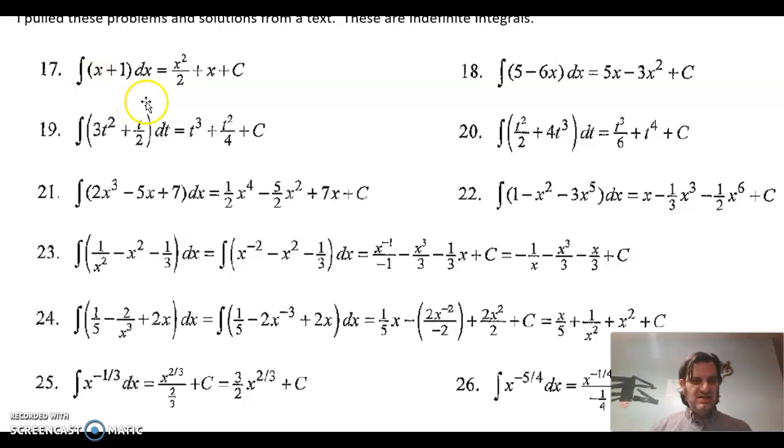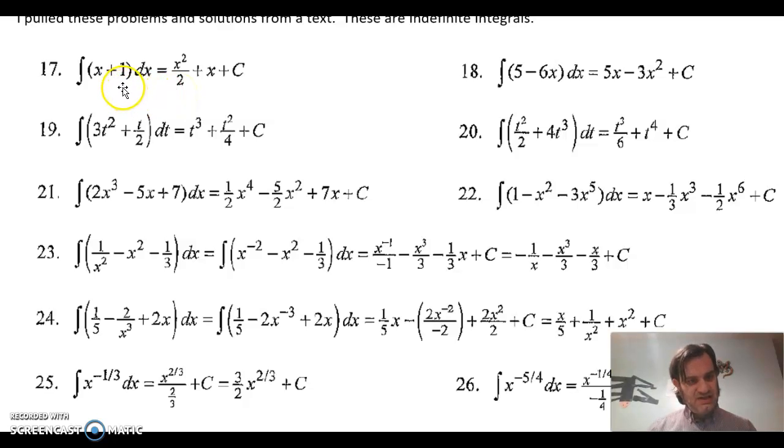Okay. So here, number 17, we're going to integrate x plus 1. So this is two things added together so I can do them separately. So I'm going to reverse the power rule on x. So right now it's x to the first, so it'll be x squared when I increase it by 1, and I'll divide by that new exponent, so x squared over 2.